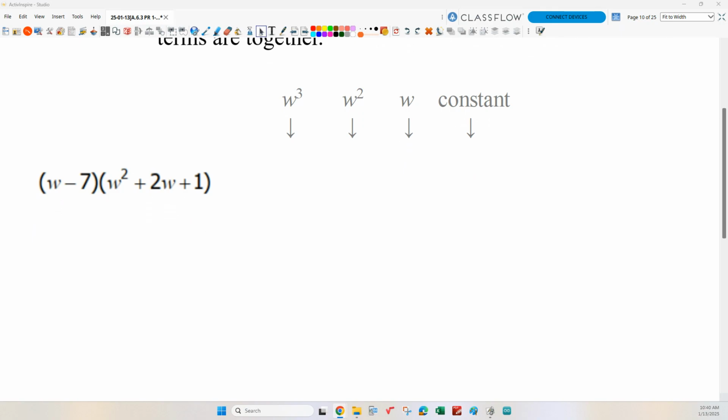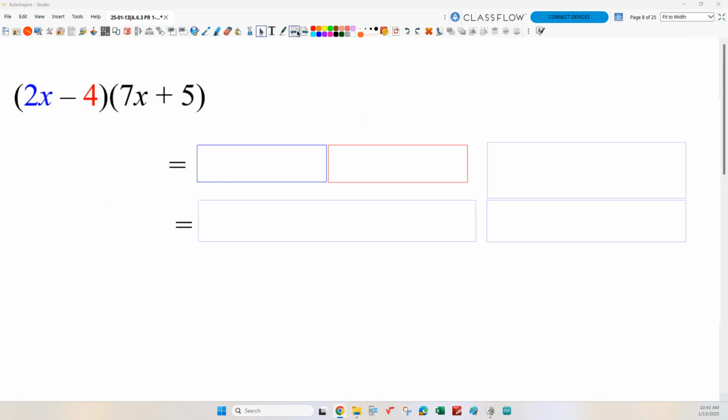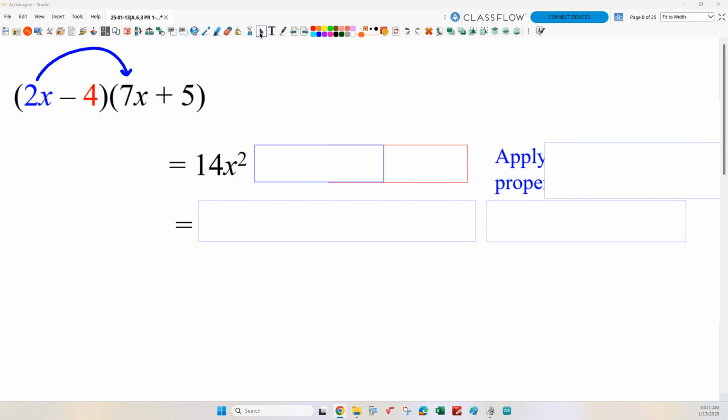Seems simple. Okay, so let's go through this one step by step. What am I going to distribute first? 2x. Okay, so help me out with that. 2x gets distributed there. What's that going to give me? 14x squared. Good. 2 times 7 is 14. X times x is x squared. So we get 14x squared.